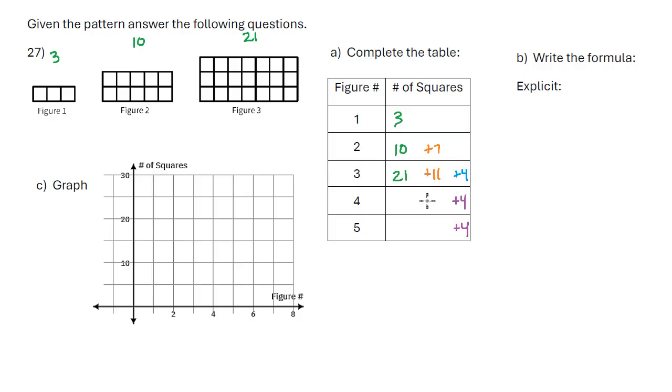11 plus 4 is 15. 15 plus 4 is 19. And now we can actually find the number of squares in figures 4 and 5. 21 plus 15 is 36. And 36 plus 19 is 55. So we can figure out the table just by looking at the first and second difference. Now the question is, what is the explicit function?